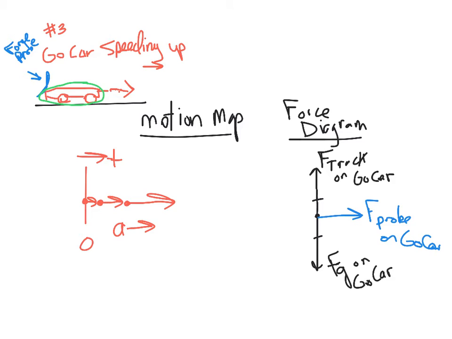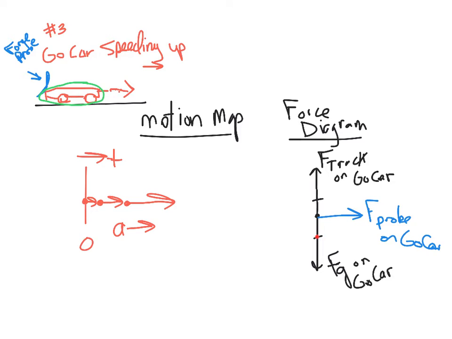There you go. Is there anything else acting in this scenario? It doesn't look like it. When I look at the picture, I don't see anything else acting besides the track and the probe and, of course, the gravity force, which we can't get away from. Now, the next question is, are these balanced or unbalanced forces?